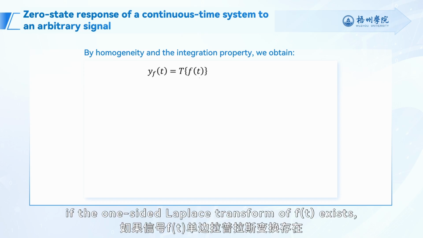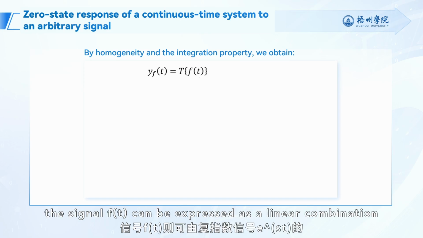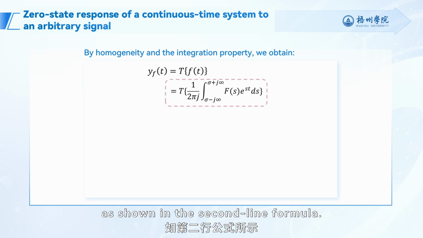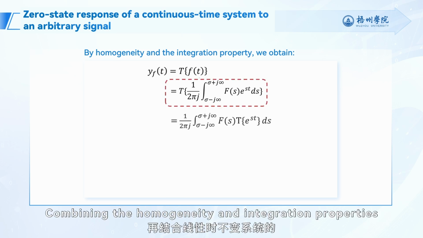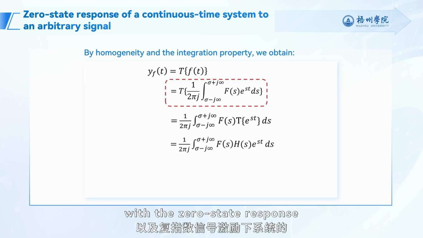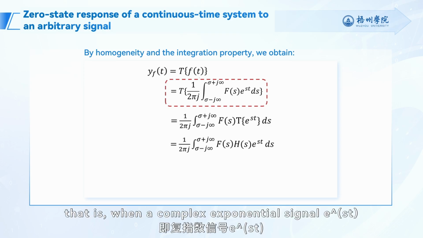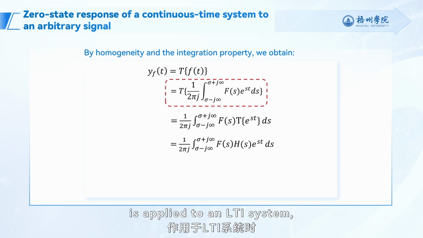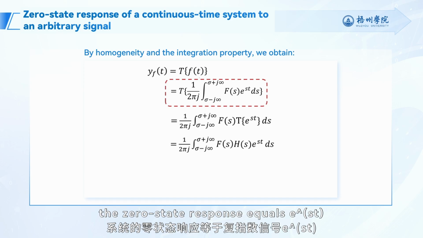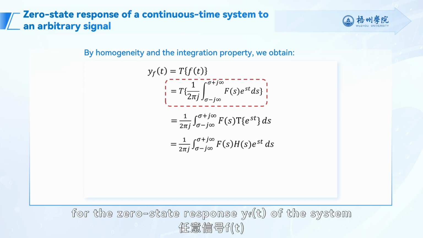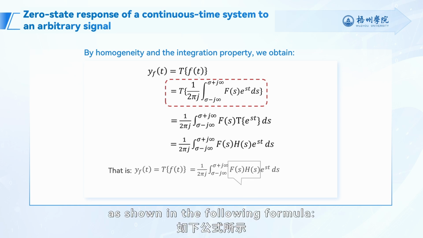At this point, if the one-sided Laplace transform of f of t exists, the signal f of t can be expressed as a linear combination of complex exponential signals e to the power of st, as shown in the second line formula. Combining the homogeneity and integration properties of linear time-invariant systems with the zero-state response under complex exponential excitation, that is, when a complex exponential signal e to the power of st is applied to an LTI system, the zero-state response equals e to the power of st multiplied by the system function h of s, we can finally derive the expression for the zero-state response yf of t of the system to an arbitrary signal f of t, as shown in the following formula.